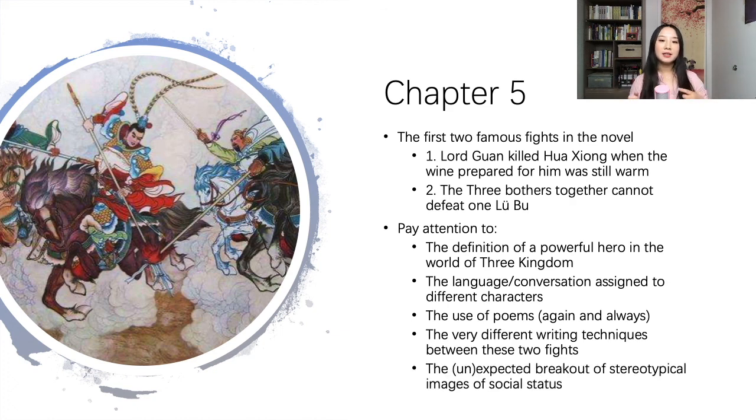And finally, the expected or unexpected breakout of the stereotypical image of social status. Actually, we can see the emergence of the differences of social status from chapter 1 as well. Think about how in a hierarchical society people recognize each other by social status, and under which circumstances people will not stick to the social status they belong to, but step out and talk to other people. That's another interesting question we can think about.